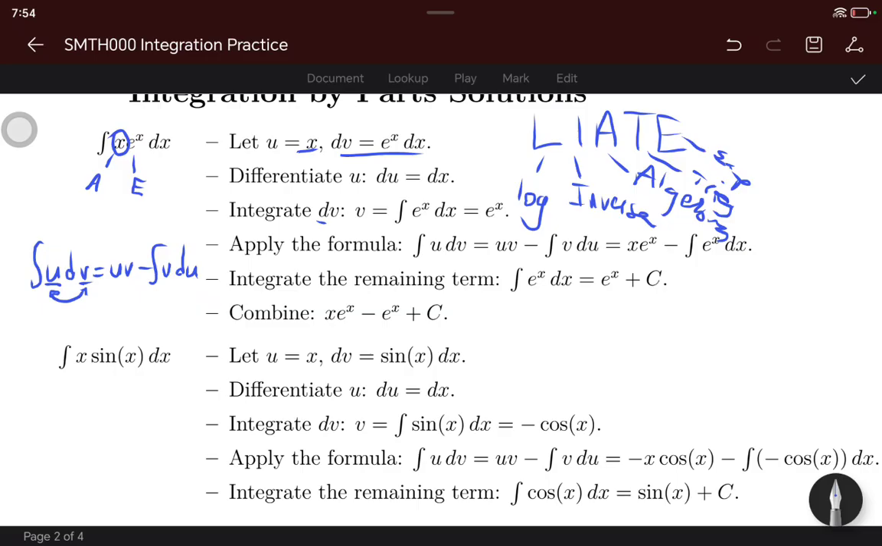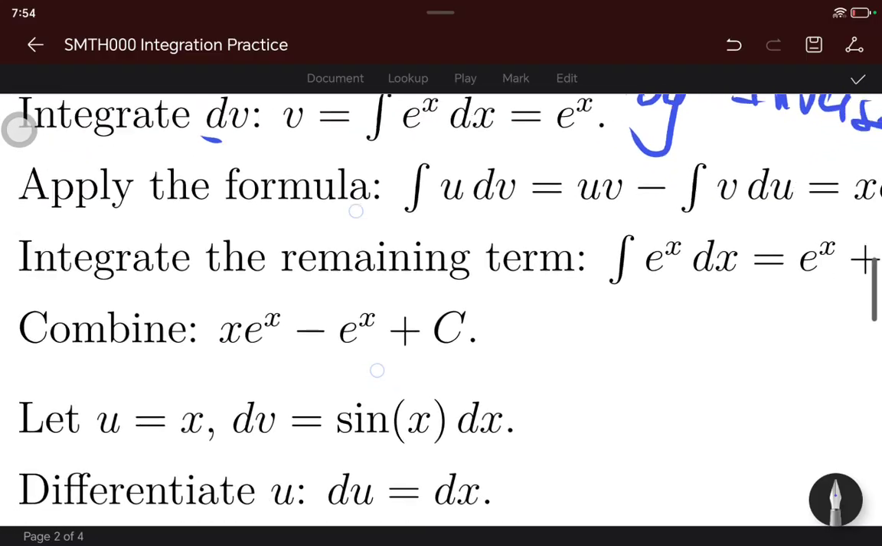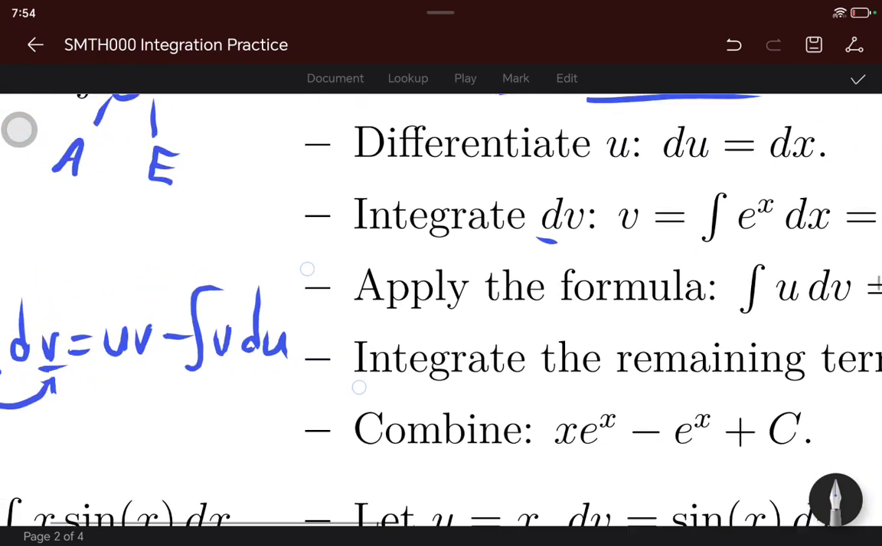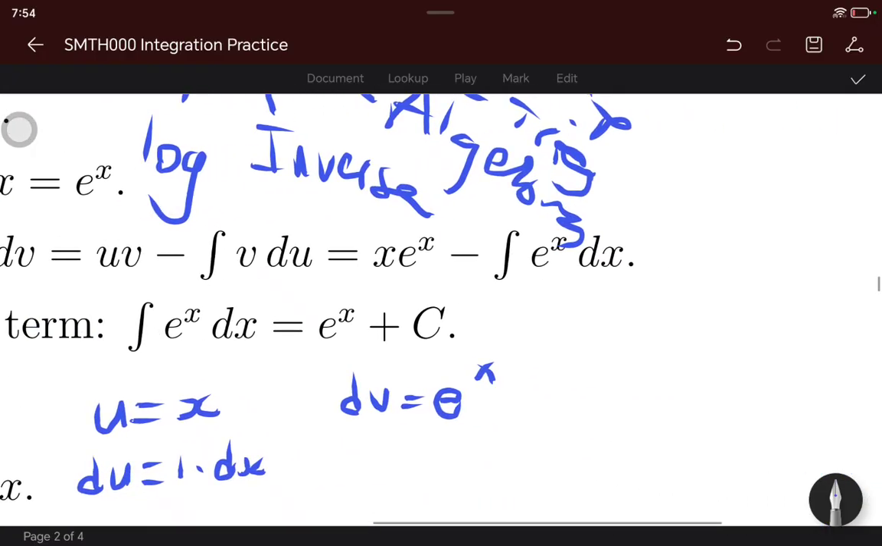So now, since I know my u, I know my dv, I'm just going to come here. Let me write them here. Let's say I have my u is equal to x. I must derive it. When you derive it, you're going to get 1 times dx, right? Then now I know my dv is equal to e to the x dx. Let me check, was that e to the x, the other function, right? It's e to the x.